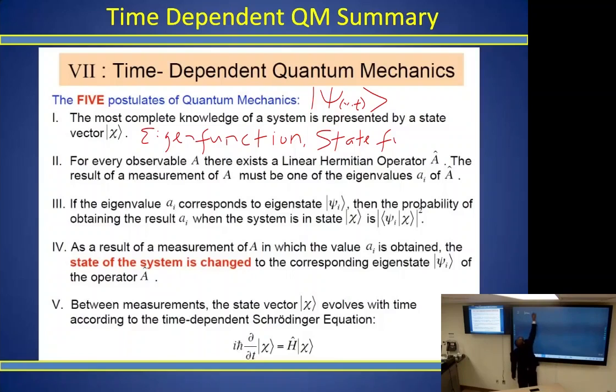Prove that the state vector remains normalized. So that's the problem. Why have I chosen the problem? It will allow us to use the time-dependent Schrodinger equation.